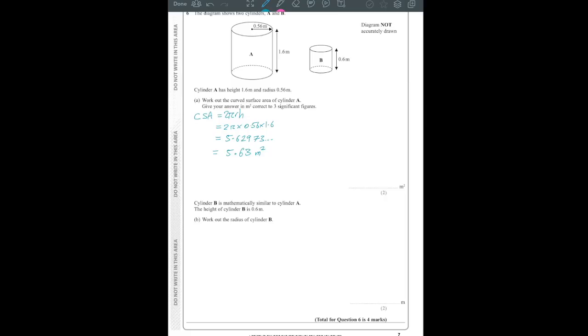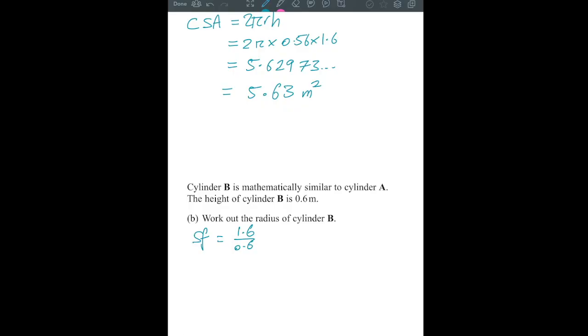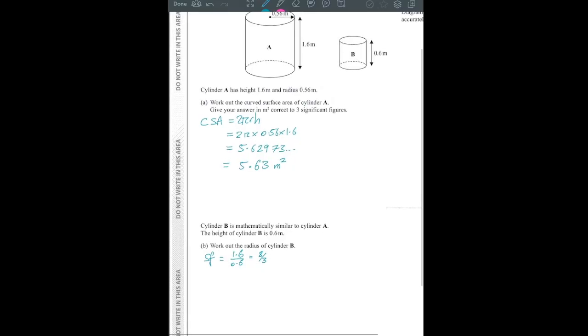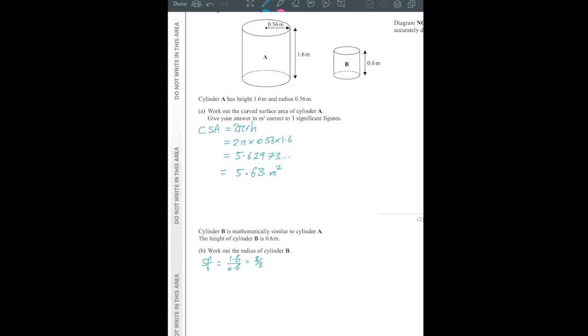Cylinder B is mathematically similar to A. There's the similarity. Height of cylinder B is 0.6. Work out the radius. So we need our scale factor. I always do my scale factor as big over small. So the scale factor, and here I definitely want to be leaving that as a fraction rather than rounding it and losing accuracy because of rounding. And then we want the radius of B.